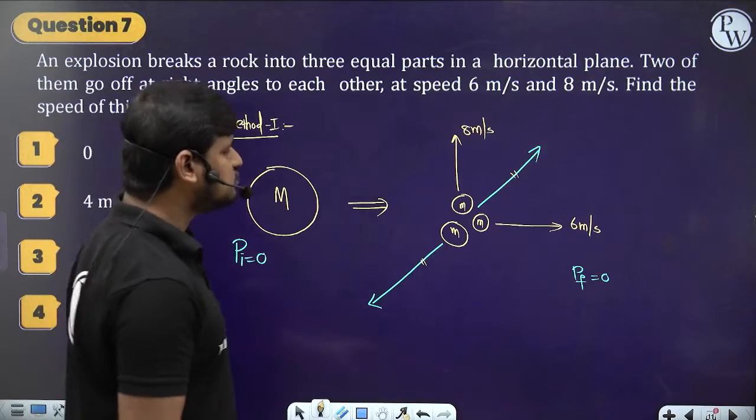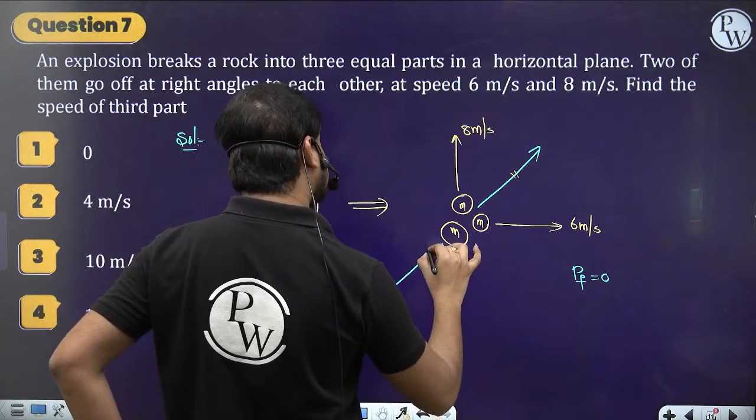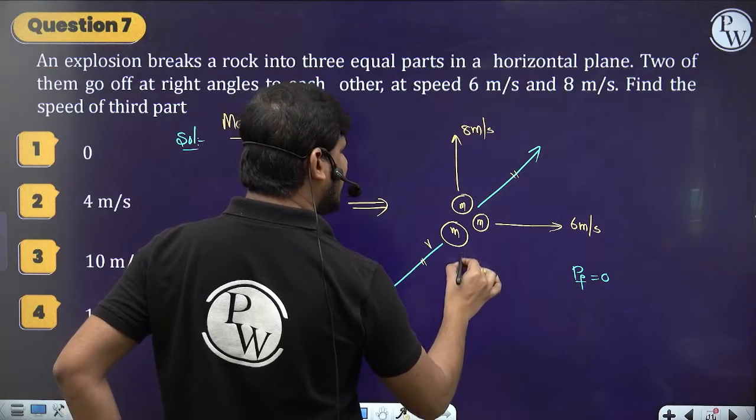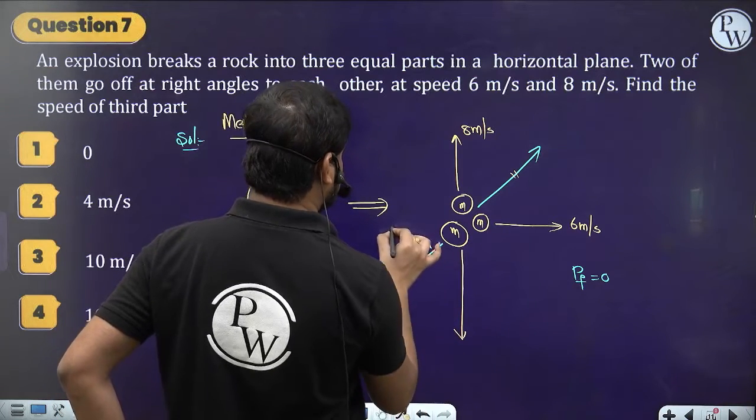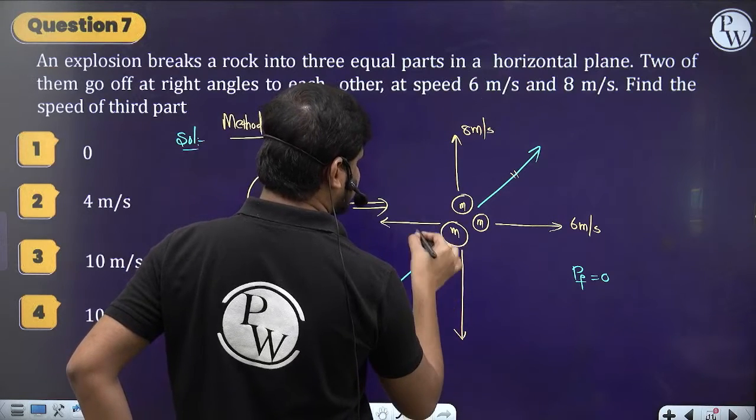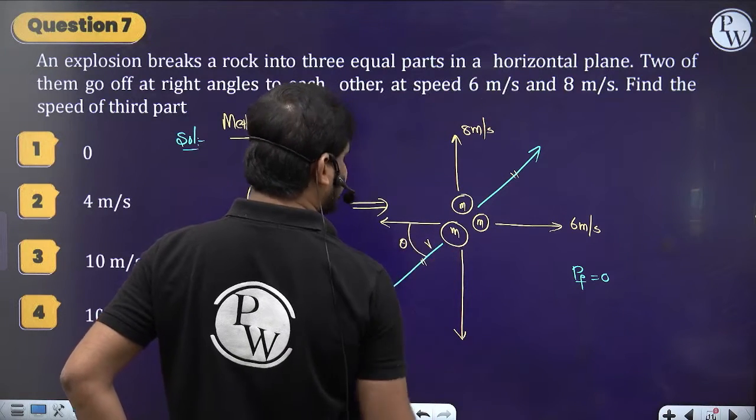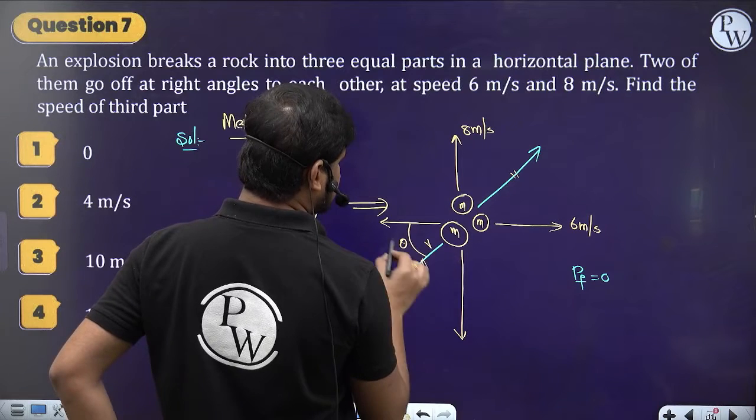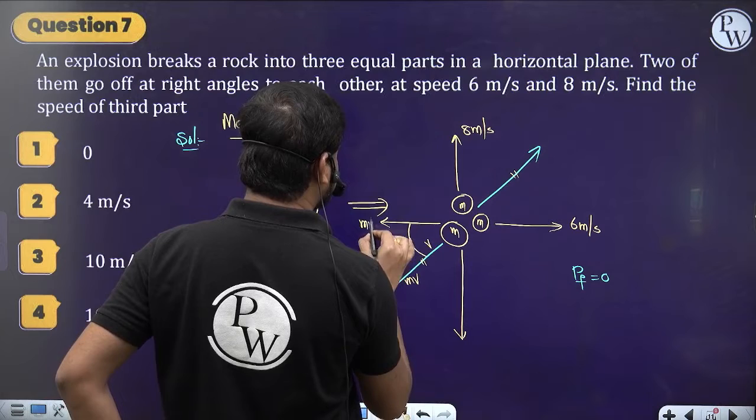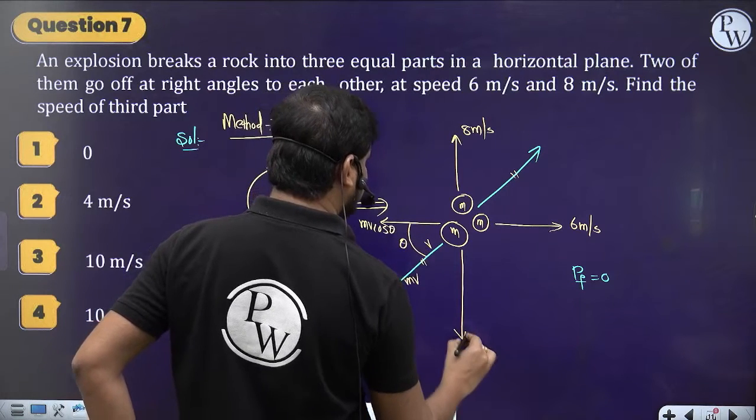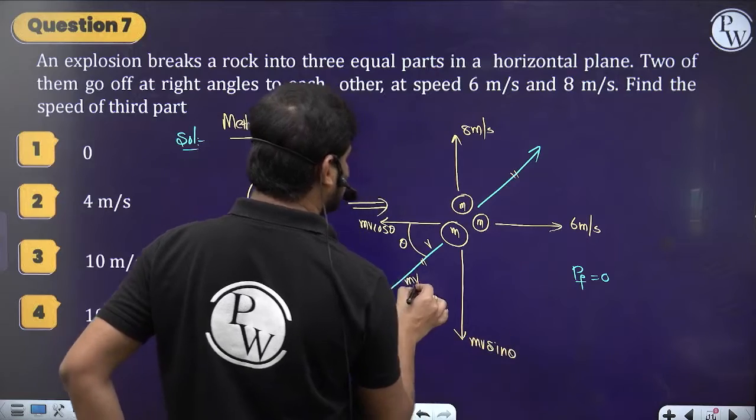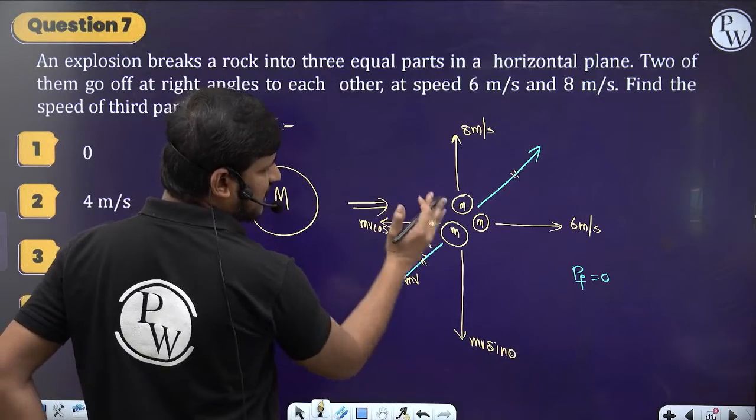But let's do it by the procedure first. Let's suppose the third one is moving with a velocity v this side. Then it will have 2 components. Let's consider this angle as theta. Any angle you can take as theta. Then we can write, this side its momentum will be mv. So mv cos theta will come this side, and mv sin theta will come this side. Yes or no? Its momentum is mv, right? So mv cos theta and mv sin theta.